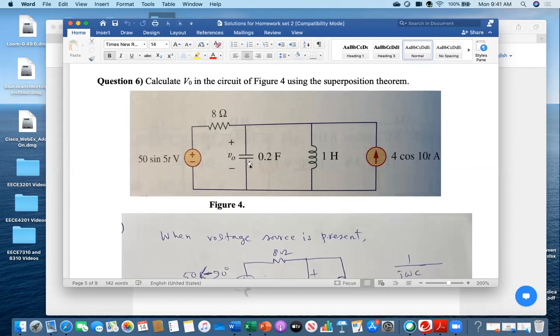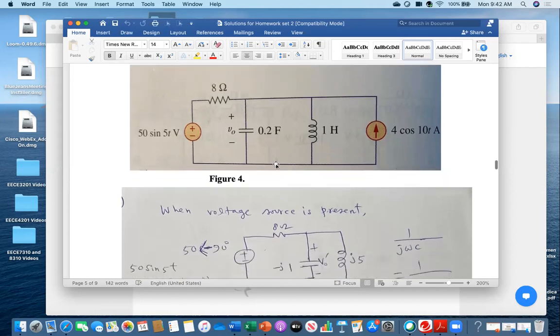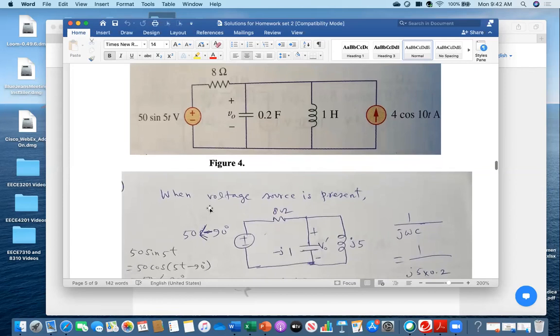Therefore, as you all know, because this is the superposition theorem, you have to consider the effect of one source at a time. First assume that this source is present and then find out what the voltage is. Next, consider that this source is present and this is absent. Then with respect to that, find out the voltage across this one. And then at the end, you just sum up those two voltages. That's all.